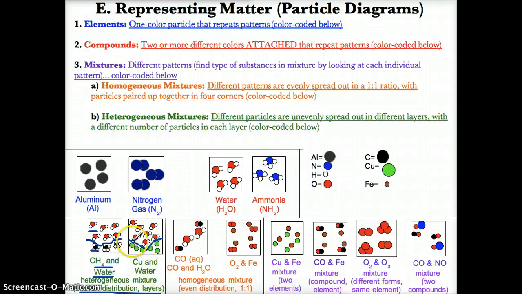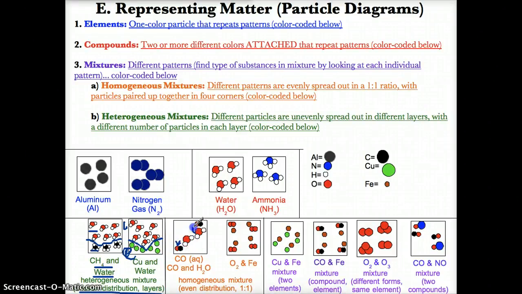This is also a heterogeneous mixture because you have uneven distribution in layers. So you have one green, which, as we know, represents an element, since it's a one color pattern, green, that repeats itself at least once. So that's an element. And we know that this is a compound because it's one red, two white, right? Now, we know it's a heterogeneous mixture in particular because the compound structure, one red, two white, is in one layer, and the element structure, one green circle, is in the bottom layer. Since they're in two separate layers and they're a mixture, obviously, based on their different patterns, this is a heterogeneous mixture.